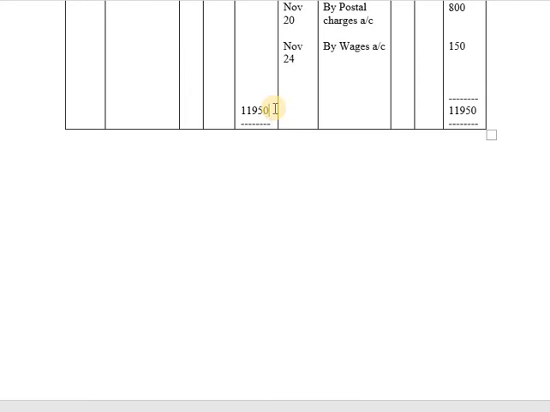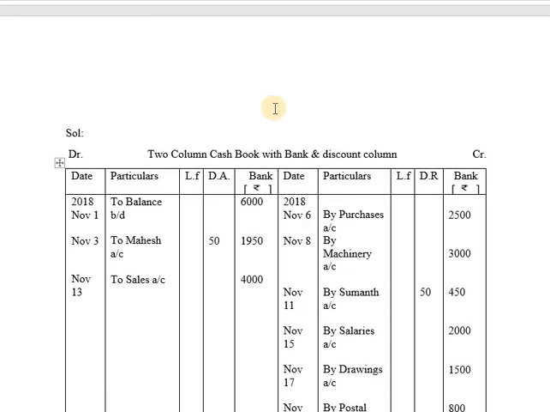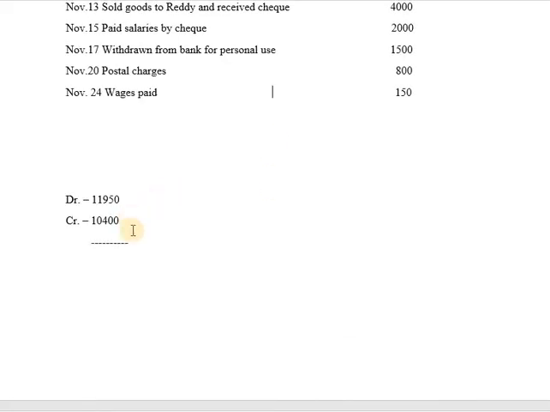Now we will be subtracting 10,400 from 11,950. So subtracting the small value from the large value, subtracting 10,400 from 11,950. Subtracting 10,000 from 11,000 will be left out with 1,000. Subtracting 400 from 950 will be left out with 550. So the value is 1,550. This is your answer, and we are having a shortage amount of 1,550 on credit side of cash book. So it will be recorded on credit side of cash book.